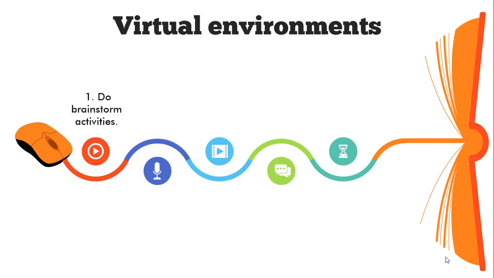Moving on, virtual environments. Number 1, do brainstorm activities. In a virtual environment, you can watch a video, listen to a conversation, and even read a short article and ask students their opinion about it. This is a good way to use English in a spontaneous way.